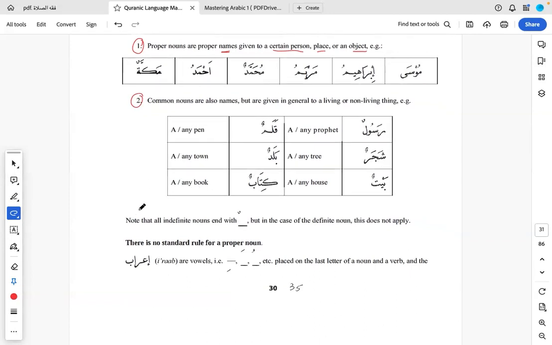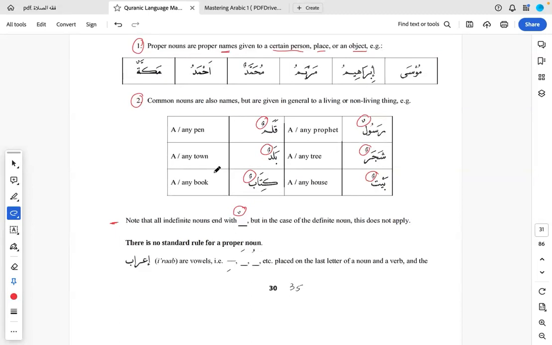So there is something very important for us to note here. Note that all indefinite nouns end with the tanween dhamma. But in the case of the definite noun, this doesn't apply. So here, rasulun, shajarun, baytun, qalamun, baladun, kitabun. Why? It's a sign for indefinite nouns.